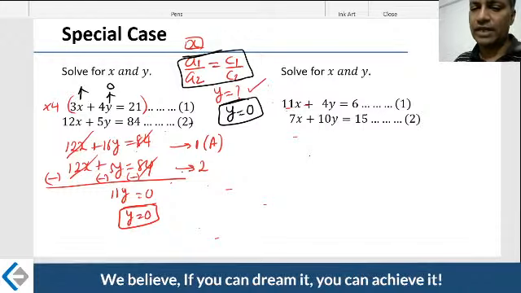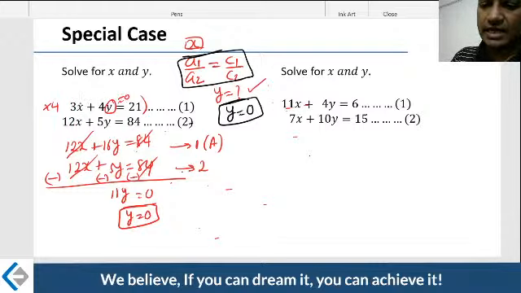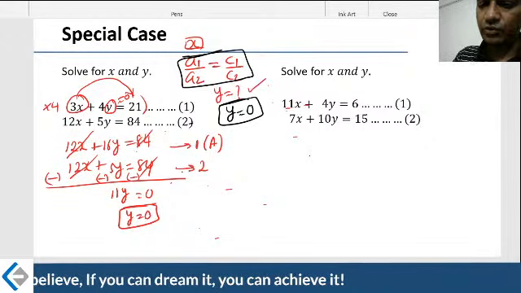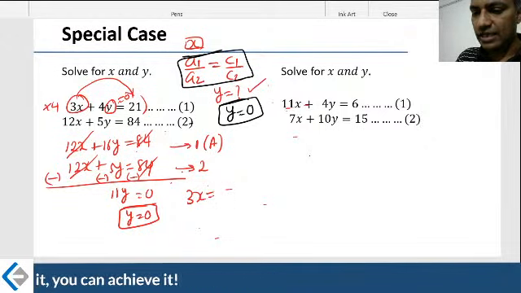So you can find the value of x directly from here. Once you understand that y is 0, insignificant, then the entire equation becomes 3x equal to 21. Therefore, 3x is equal to 21.